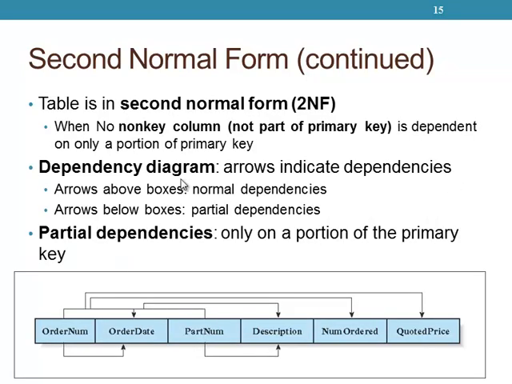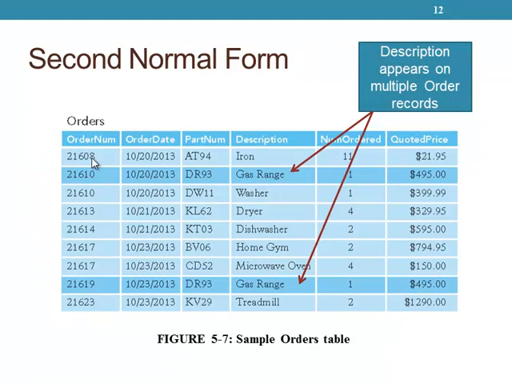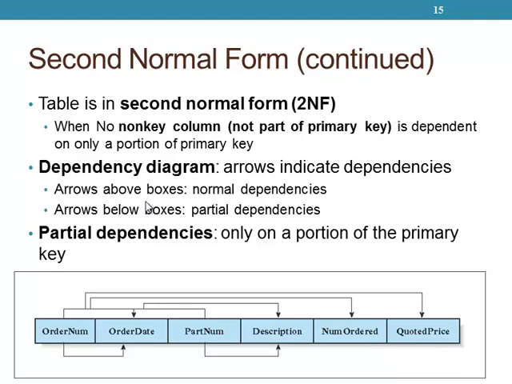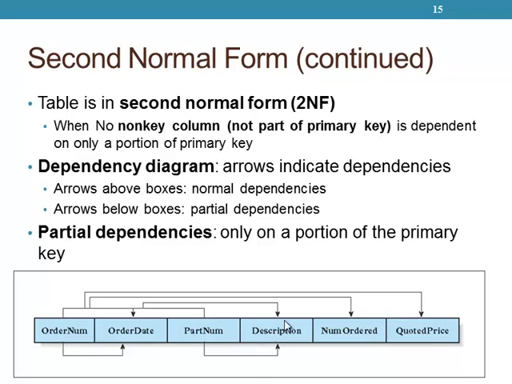So let's see how that works. Here we're introducing this dependency diagram where we had this list of columns. That was from this example. Those were our columns. And what we're doing is we're showing the dependencies. So order date, it's hard to read this, but it's dependent on order num and part num. Then description. As you see, description is dependent on both order num and part num.